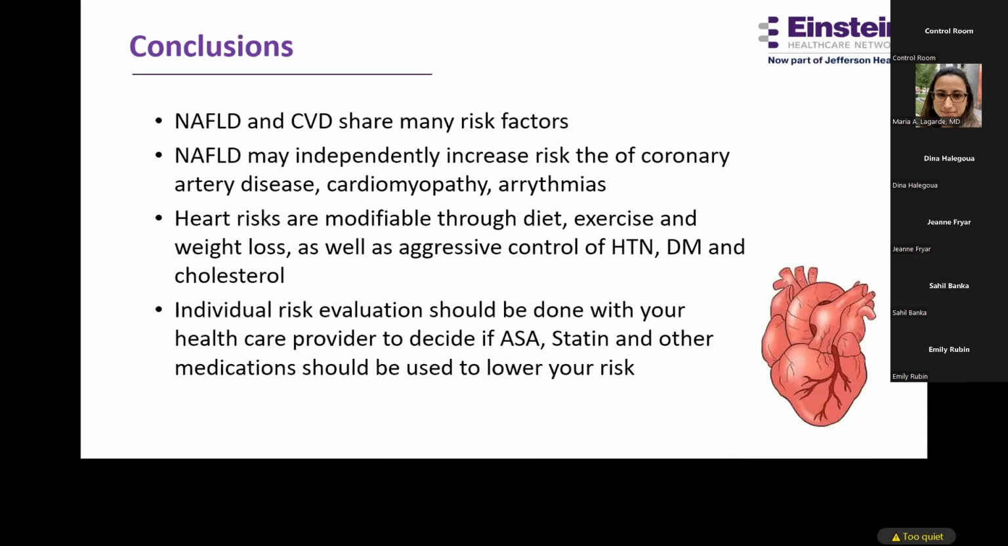You should go through that Framingham score, ASCVD score, and then decide if an aspirin or a statin medication is something that you should be taking. But if it is, these medications can lower your risk if it's higher.